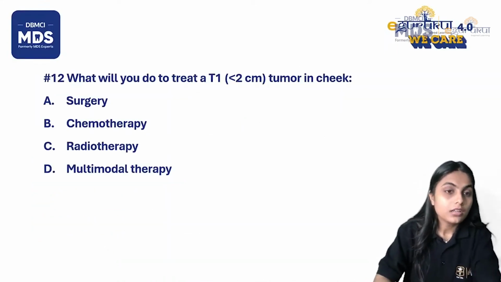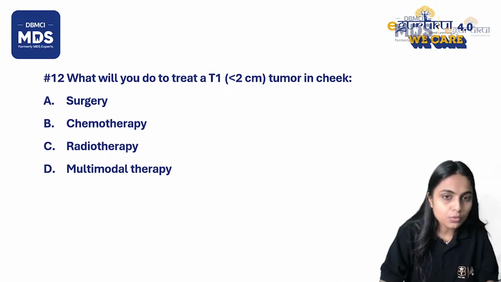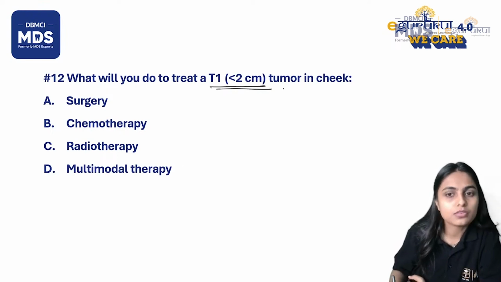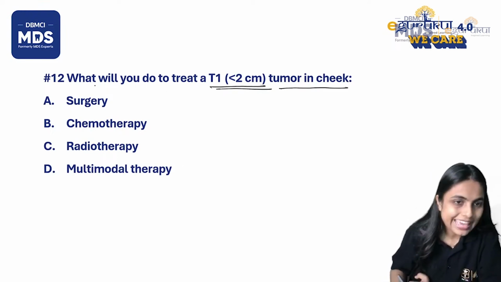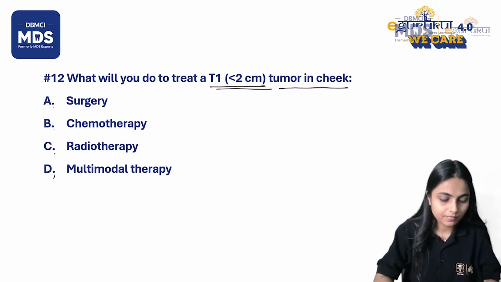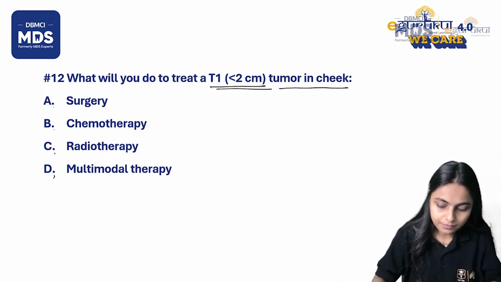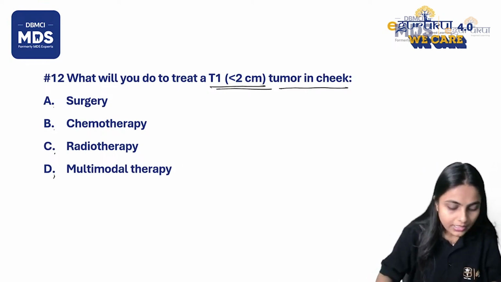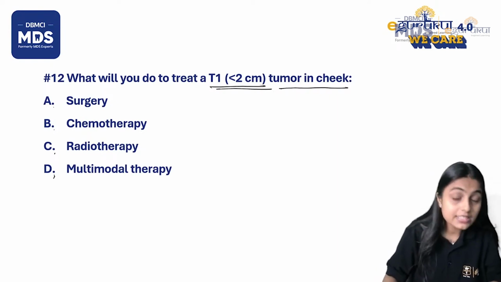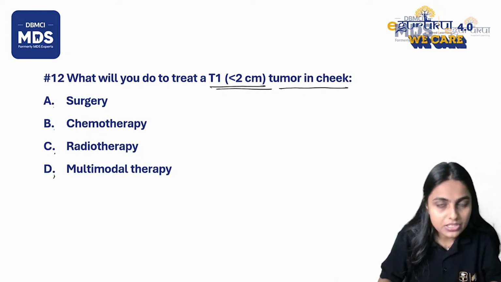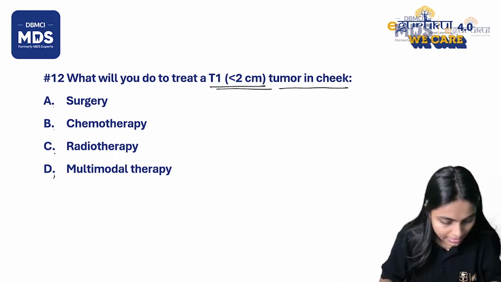Moving on further, we have question 12, which is what will you do to treat a T1, that is, less than 2 centimeters of tumor in the cheek? A. Surgery. B. Chemotherapy. C. Radiotherapy. D. Multimodal therapy. Can you answer? Yeah. Lincoln's beard sign is seen in Paget's disease in radionuclide imaging, right?